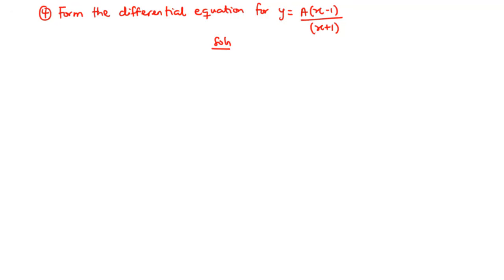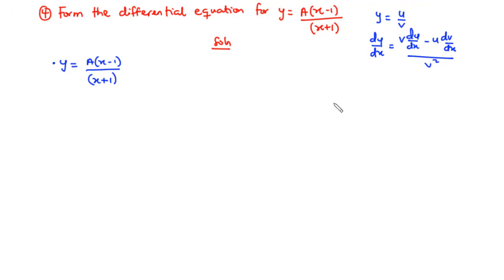Let's try this together. So here we have only one arbitrary constant, that is a. So we are going to do only one differentiation. So we have y giving us a times (x minus 1) divided by (x plus 1). Now this function is of the form y equals u times v. So if you want to find dy/dx, then that's basically you hold v, you differentiate u with respect to x, minus you hold u, you differentiate v with respect to x, all divided by v square. So that's what we are going to do.